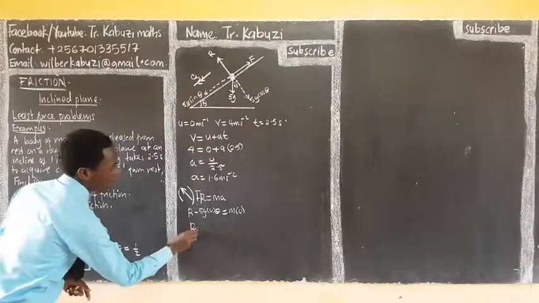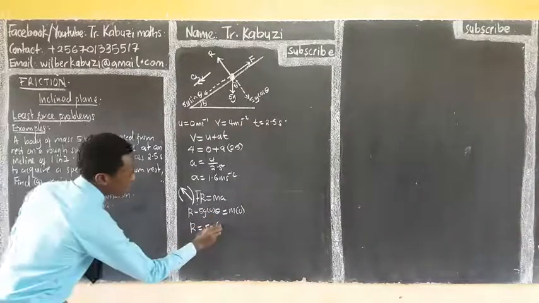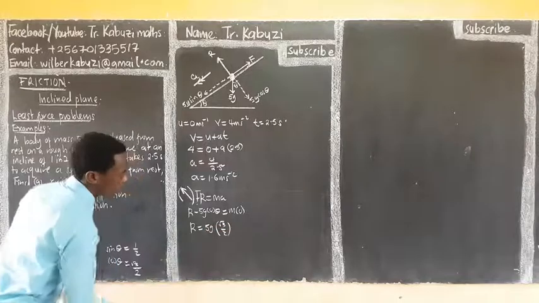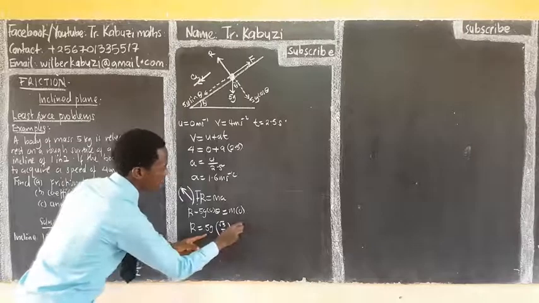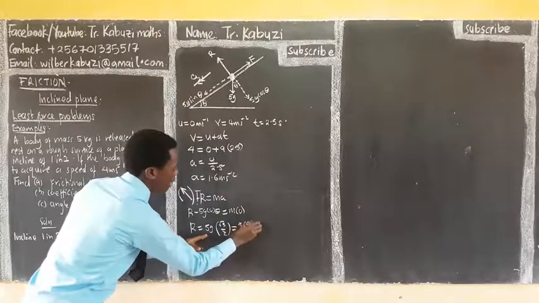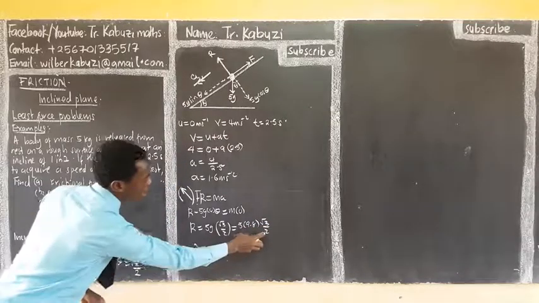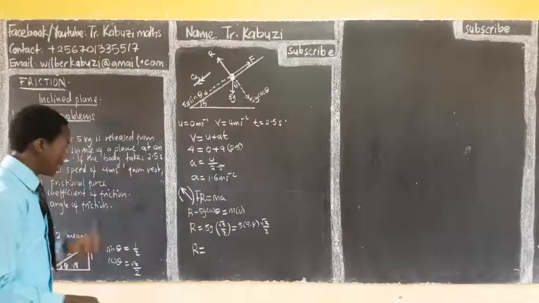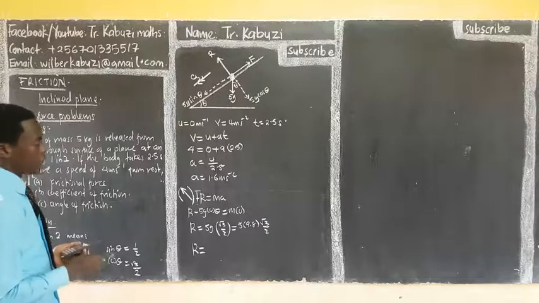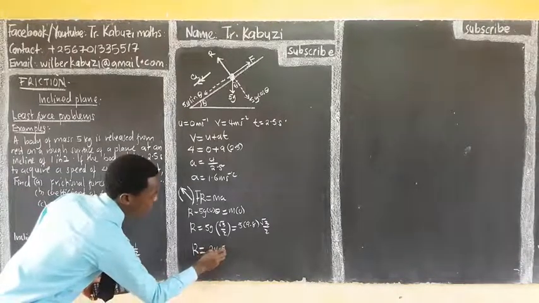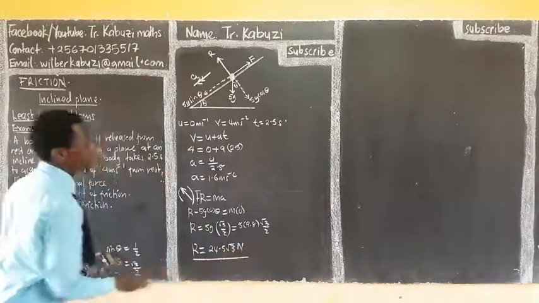So our R there is going to be 5g, then our cos theta from here is root 3 over 2. So this is going to be 5 into 9.8, then root 3 over 2. So my R here is going to give me 4.9 times 5, 24.5 root 3 newtons. And that will be my R.